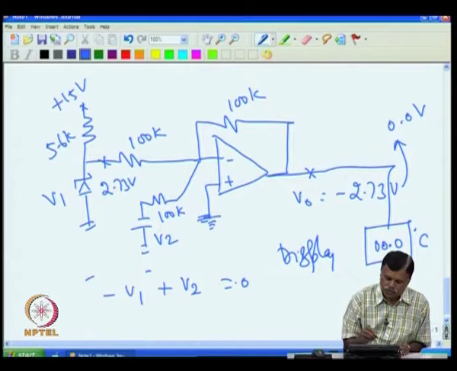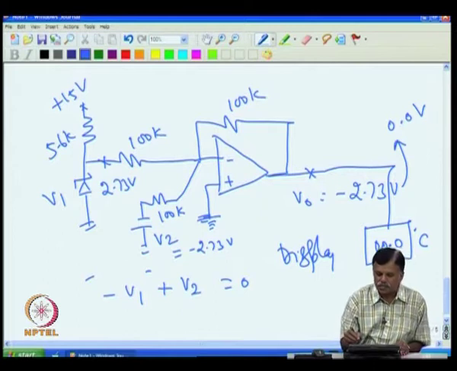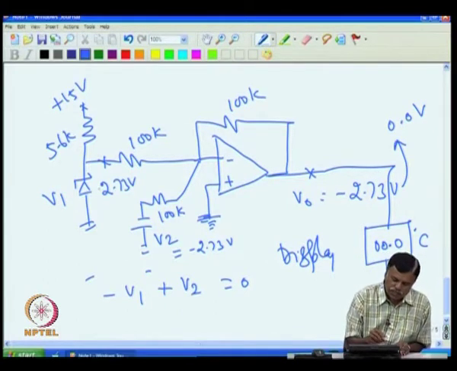So, to make output 0, all that I have to do is make V2 equal to 2.73 volt. So, I give here 2.73 volt, then this will become 0 at 0 degree C. Then if the temperature goes up, say to 100 degree C, this will go to 3.73 at this point. This remains 2.73.